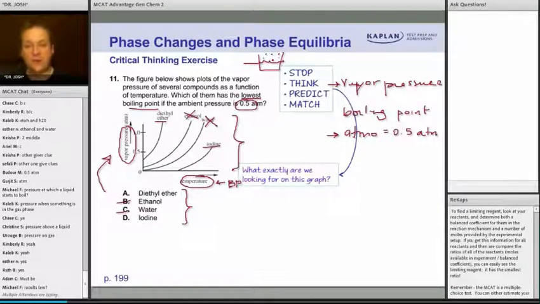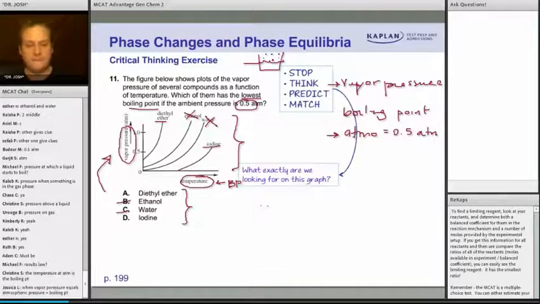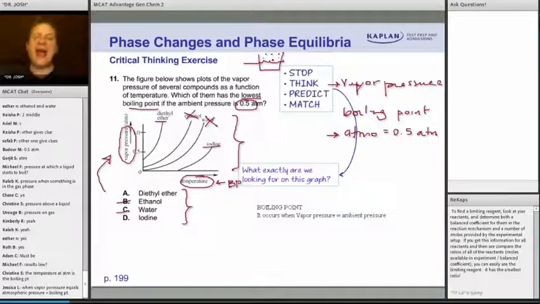Boiling point. It occurs when vapor pressure equals atmospheric ambient pressure. So right now, gas is weighing down on liquid. It's keeping the liquid from escaping.